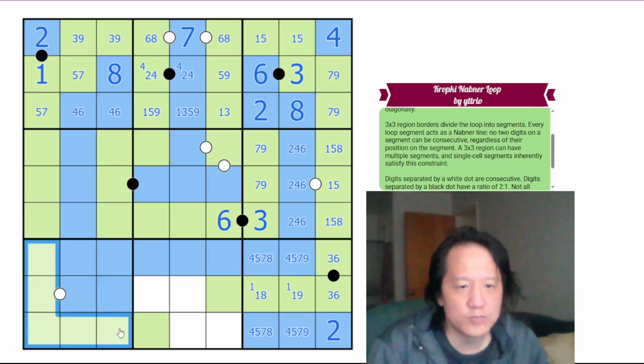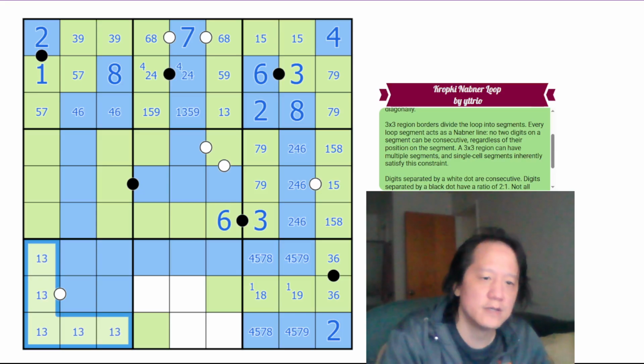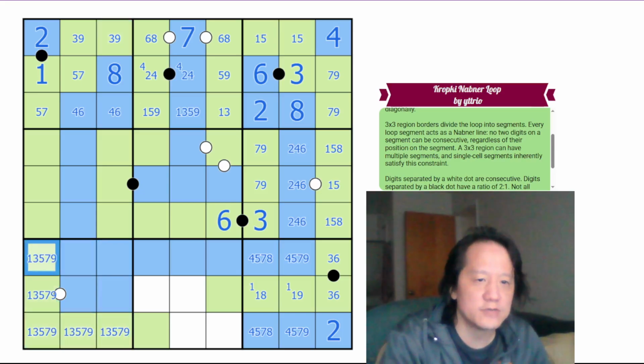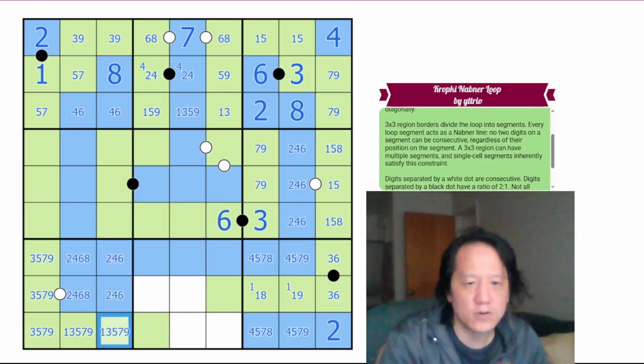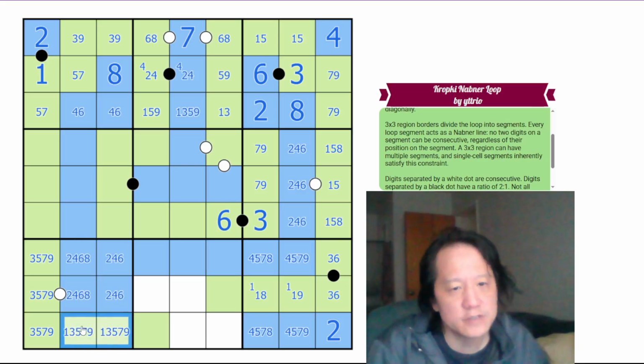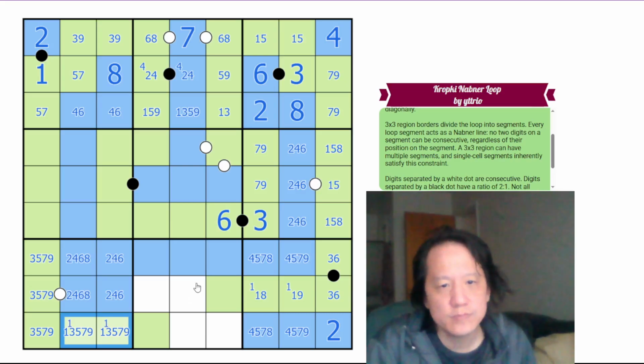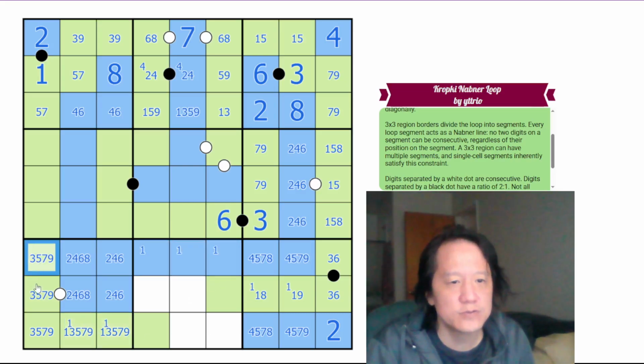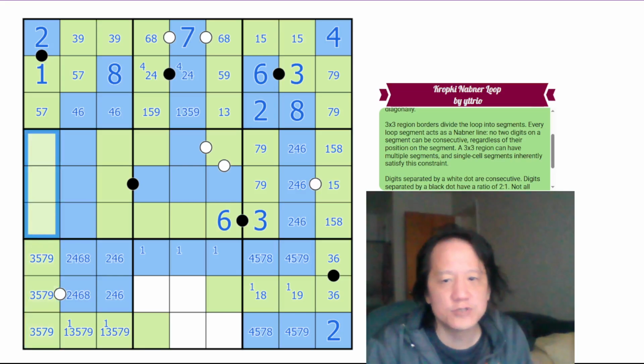So again, this is 1, 3, 5, 7, 9. And obviously 1 cannot be here. These are 2, 4, 6, 8. And 8 cannot be here. 1 is guaranteed to be one of these two. That means 1 has to be one of those. This has to be a 4, 6, 8 triplet. And that it does form a Nabner. This can't be 6 because of the 6 in the row.